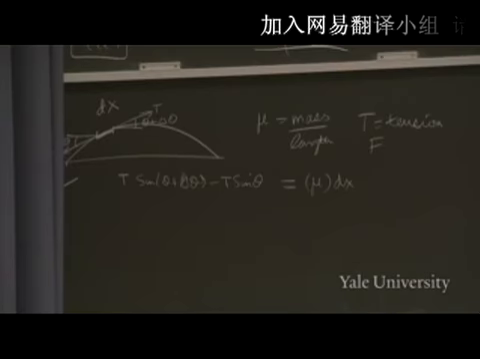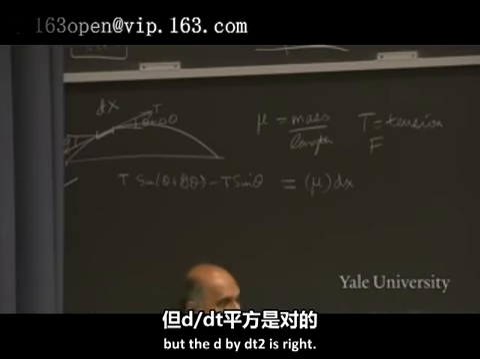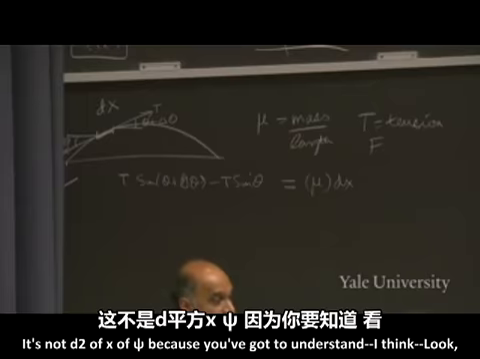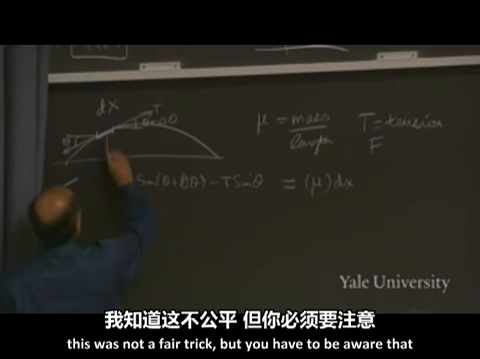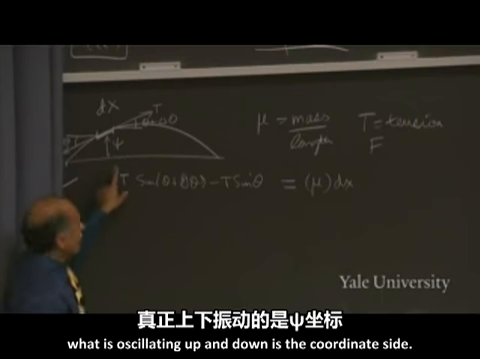Pardon me? d2x over dt squared. He said d2x over dt squared, but the d by dt squared is right. It's not d2 of x of psi, because you have to understand, I think, look, this was not a fair trick, but you have to be aware that what is oscillating up and down is the coordinate psi.